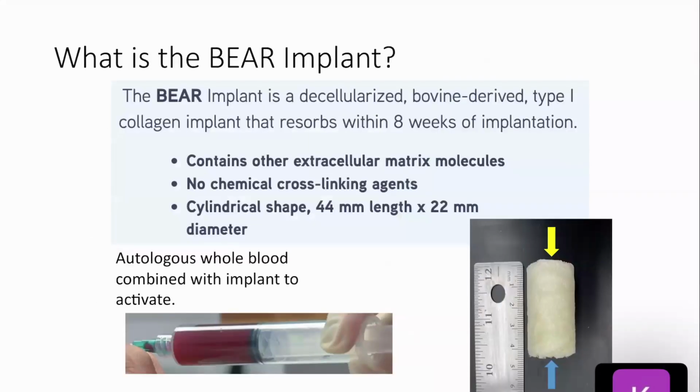And so the implant is specifically a bovine-derived type 1 collagen that is decellularized and has no chemical cross-linking agents, so that it can help create an extracellular matrix. So it's a cylindrical shape, about 4.4 centimeters in length by 2.2 centimeters in diameter, and it was designed to be hydrophilic to easily absorb a patient's own blood, and that encourages it to clot within the BEAR scaffold.